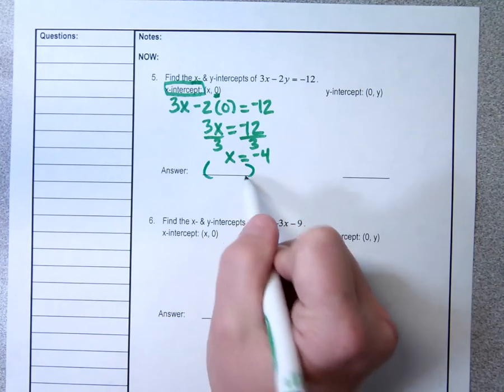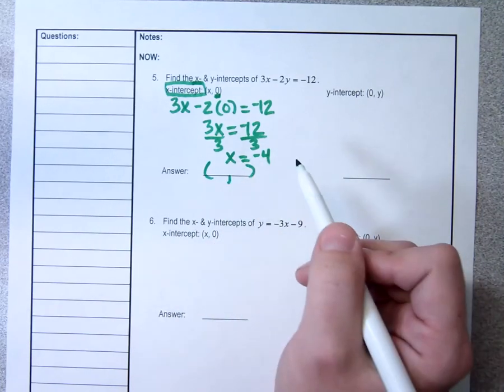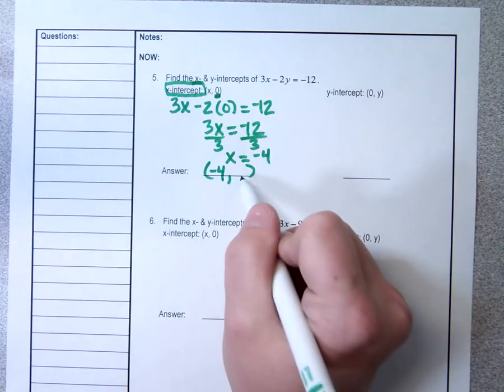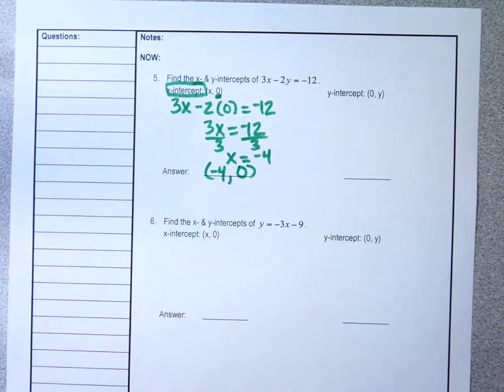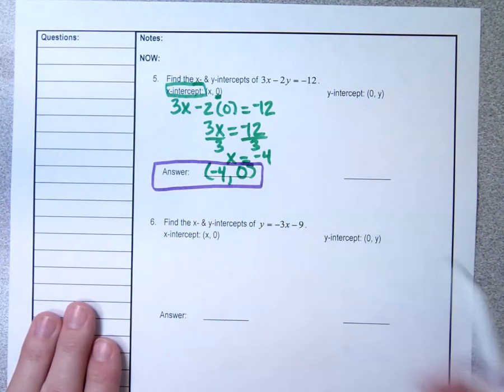Now let's write it as an ordered pair. If this is the x, does it go first or second? The x always goes first. And what did we put into the y? 0. All x-intercepts always have a 0 for the y.